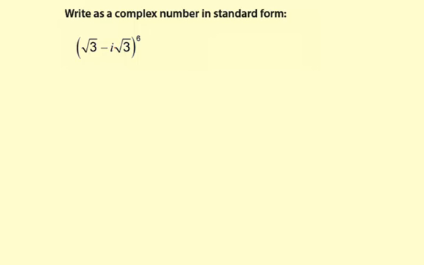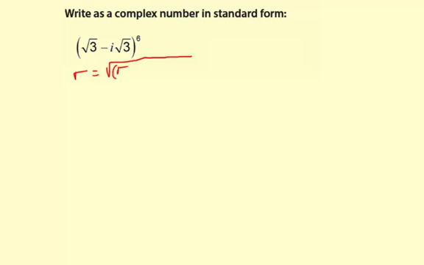Right, this is a complex number in standard form. We have the square root of 3 minus i times the square root of 3, all to the 6th power. So the first thing is to find the modulus r, and that's the Pythagorean theorem, because the modulus is the distance from the origin to the point on the graph.